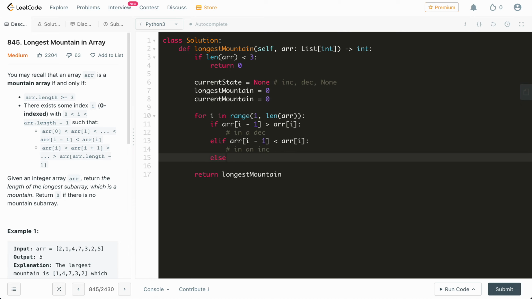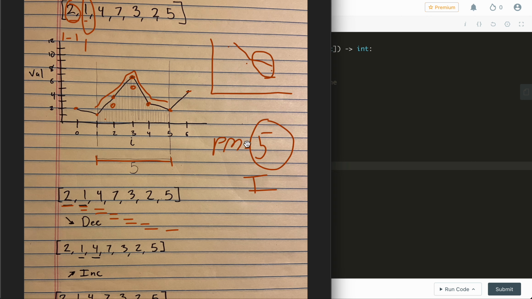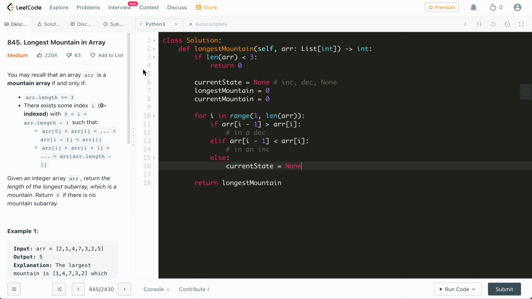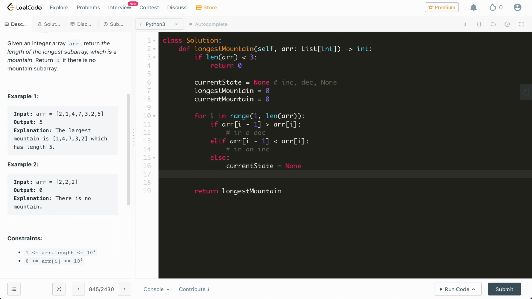And then else, that means they're equal. We're just going to set the current state equal to none, because if they are equal to each other, then it's just a flat line. And likewise, right here, we don't care about flat lines. So actually, we do care about flat lines, because flat lines indicate that we are now no longer in a mountain, and we can set the current mountain equal to 0. And now what we want to do is we want to say if we're in an increase.